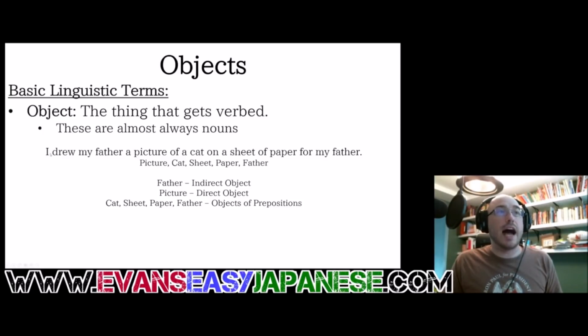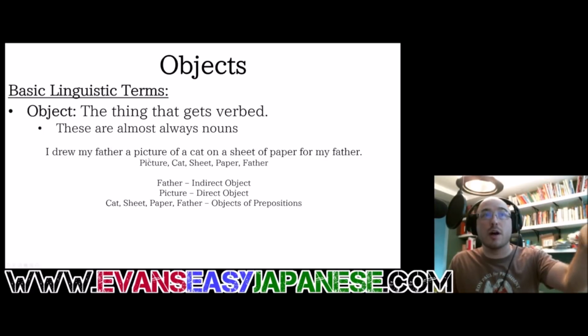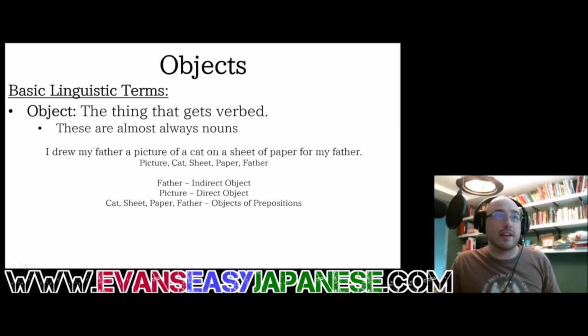So, for example, I drew my father a picture of a cat on a sheet of paper for my father. I don't even need this for my father. That's repetitive. I'm a bozo. Imagine I didn't write for my father, okay? So, I drew my father. My father is an object. I'm the one who did it. What did I do? I drew a picture, and I drew it for my father. I kind of redundified myself. Being redundant is a very redundant thing to do.